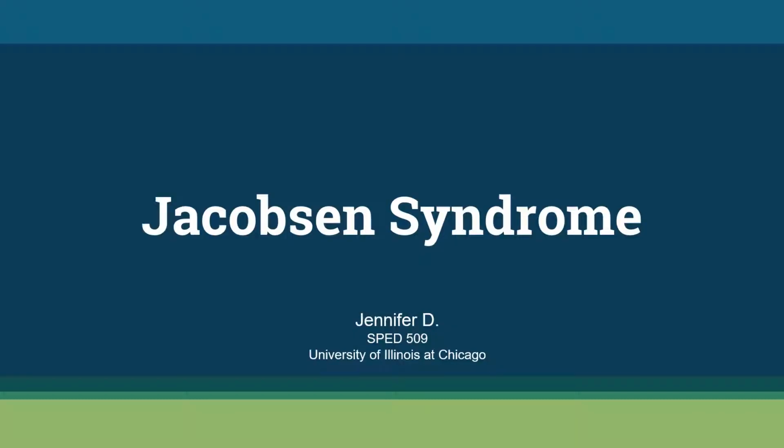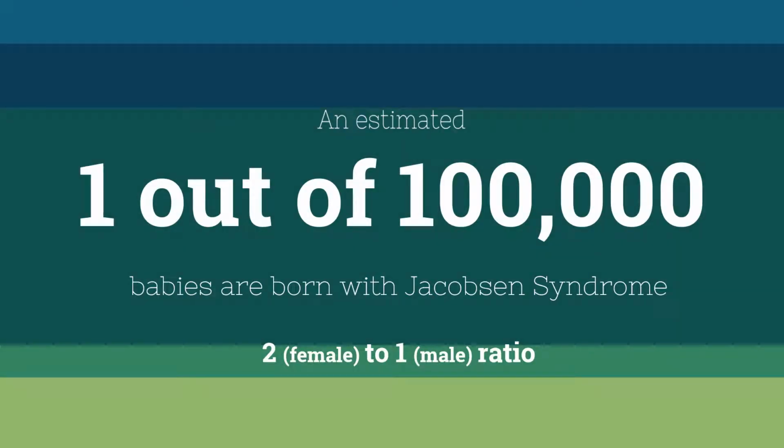This is an overview of Jacobsen syndrome. An estimated 1 out of 100,000 babies are born with Jacobsen syndrome. Jacobsen syndrome occurs in both genders, but has a higher prevalence in females to males with a 2-to-1 ratio. As of 2004, more than 200 cases were reported in literature.